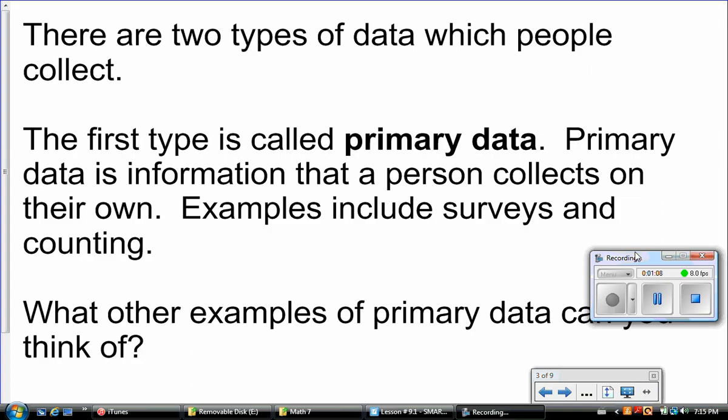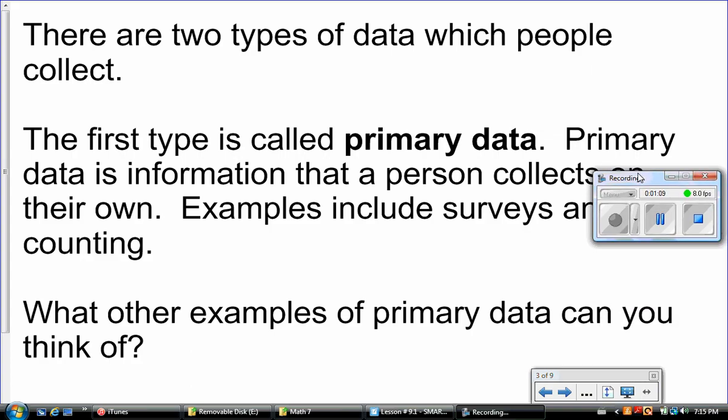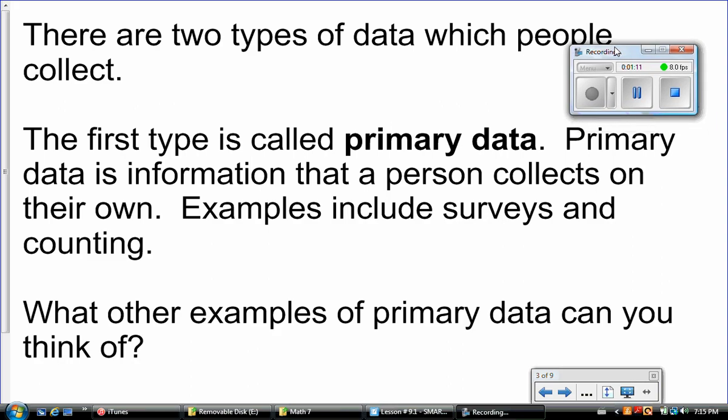Okay, moving on. There are two types of data which people collect. The first type is called primary data. Primary data is information that the person collects on their own. Examples include surveys and counting. What other examples of primary data can you think of? So you can pause the video, think of some other examples of primary data, and then we'll discuss this in class tomorrow.